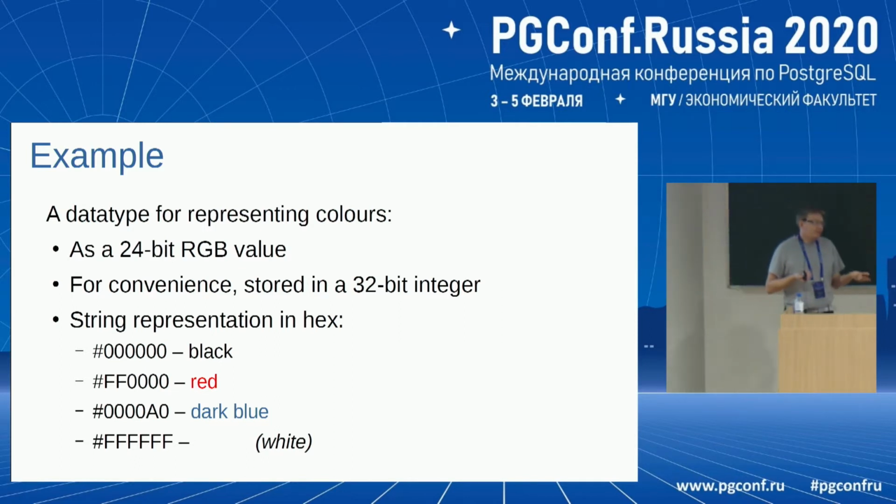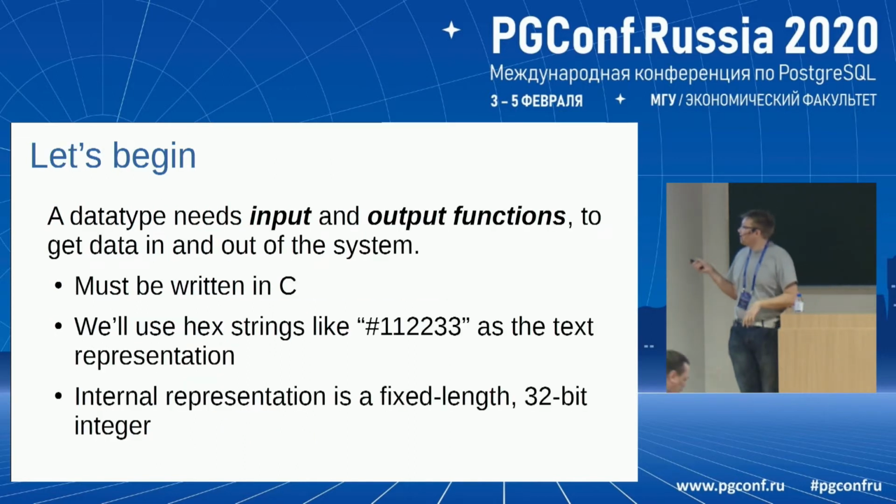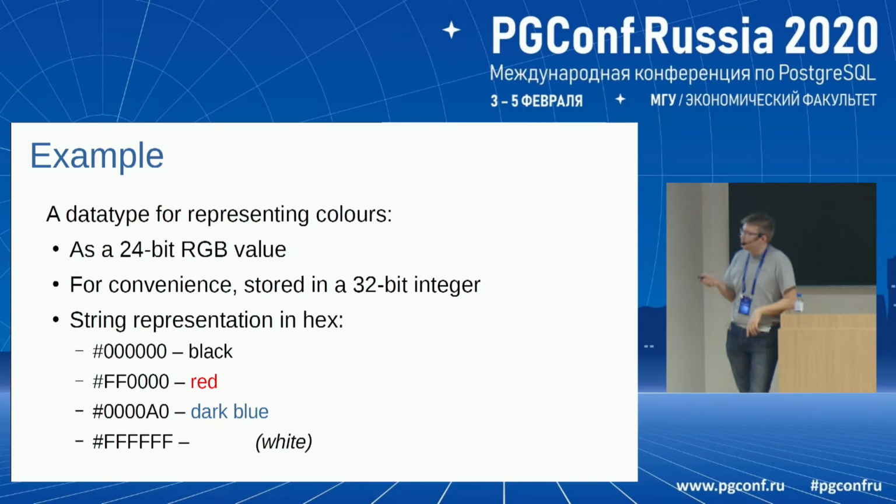So you can think of a color as a 24-bit RGB value. You have the red and the green and the blue components in the hex value, and that's the representation we're going to accept from the user.